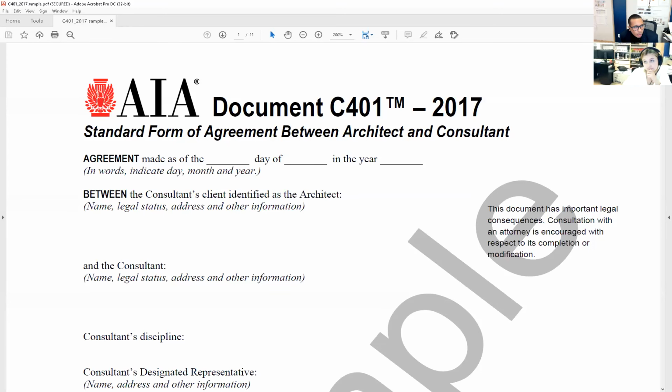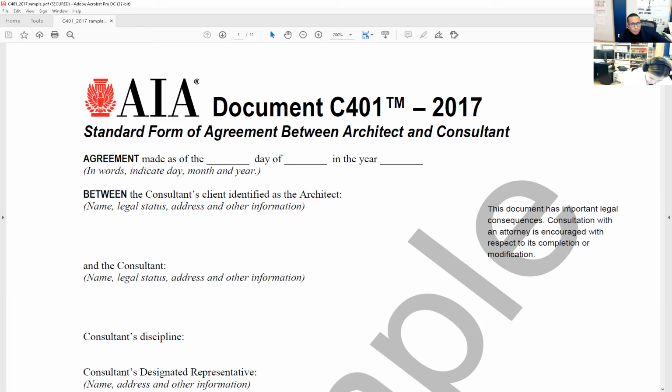All right, so today we're gonna get started with the C401 2017. The C401 is a standard form of agreement between the architect and the consultant. And you would say, well, what do you mean by consultant? Is it just one? Is it multiple? What's going on? So it is not just between the architect and one consultant.